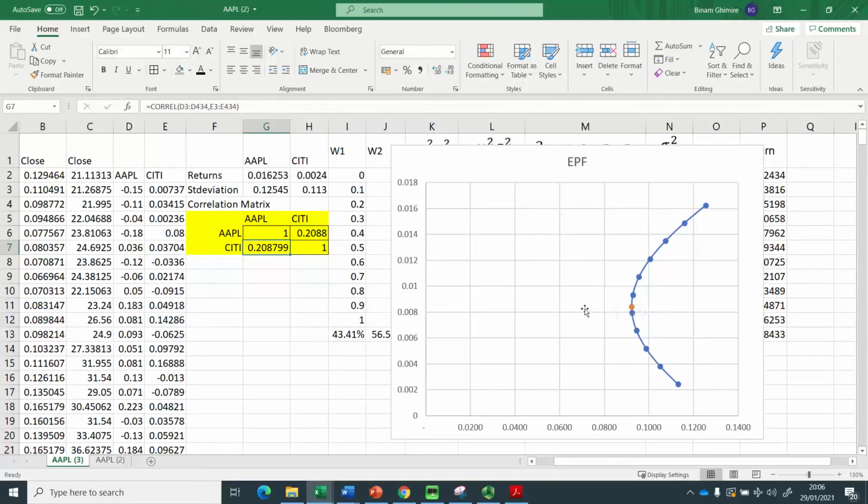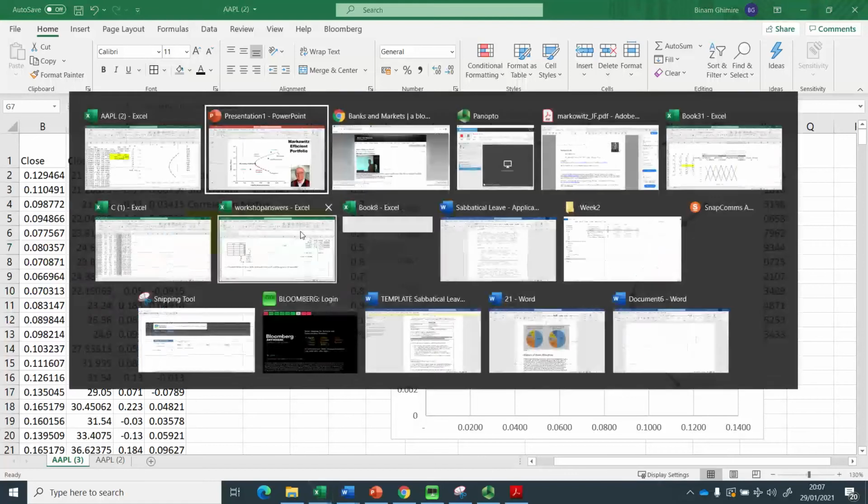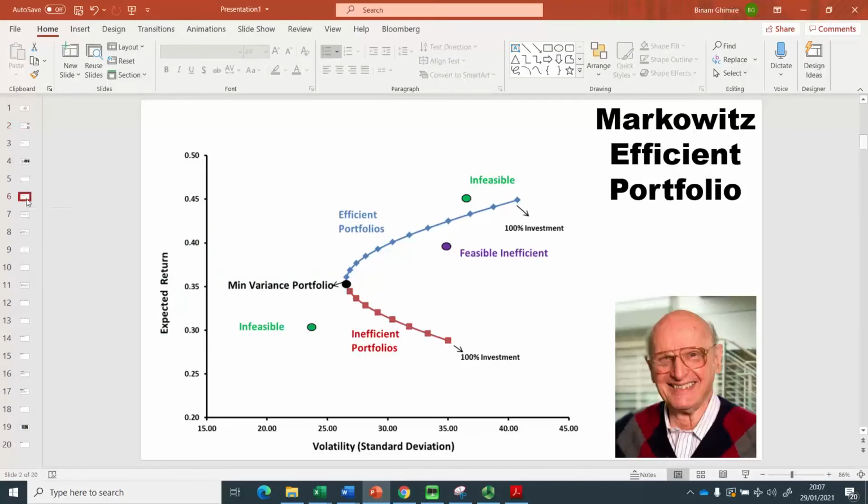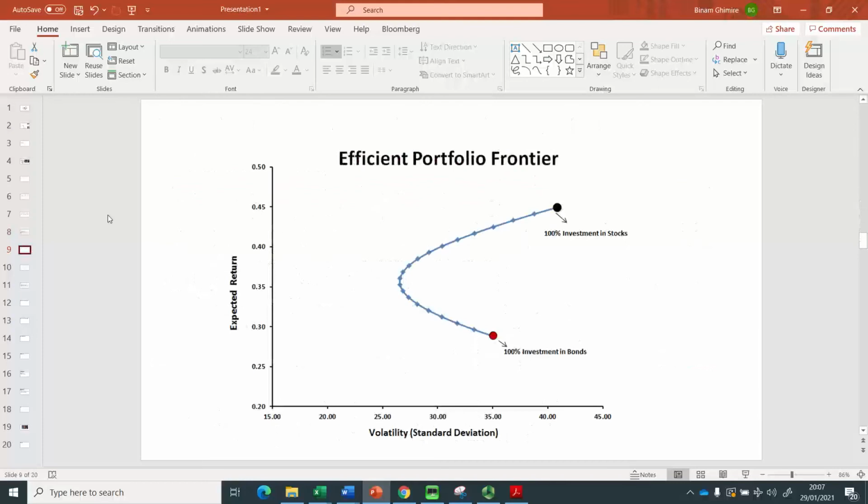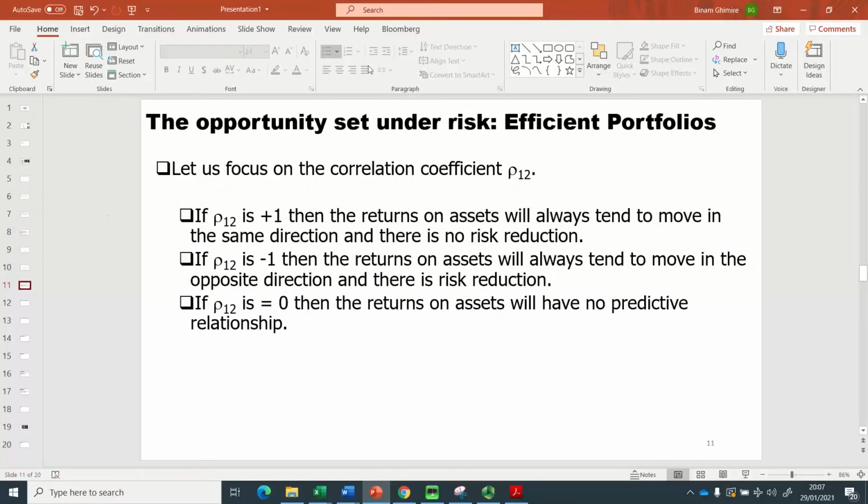So when we reduce the risk, basically risk is here on the horizontal axis. So here 0.02 is the risk, whereas here 0.1 is the risk, or 10%. And if you go further on this line, it goes to 14%. So now what we want to do is see what happens to this efficient frontier line when we change the correlation.